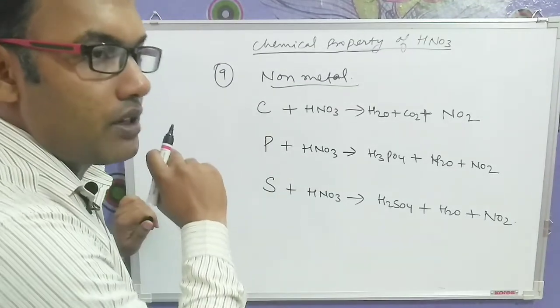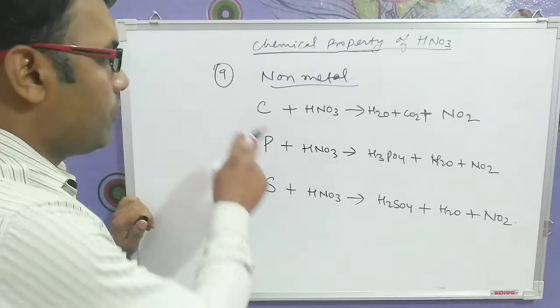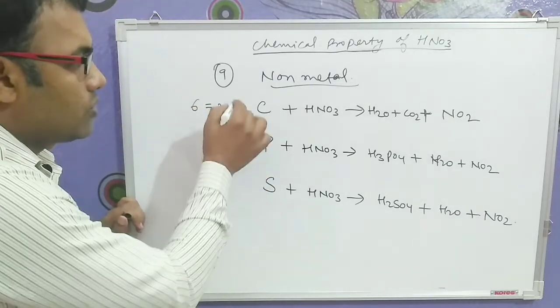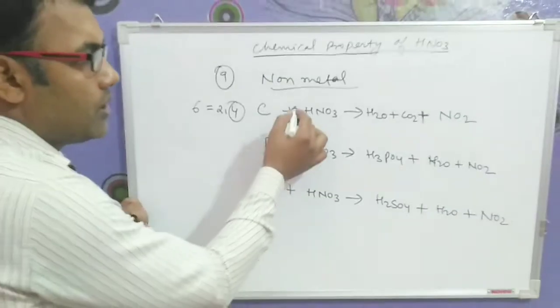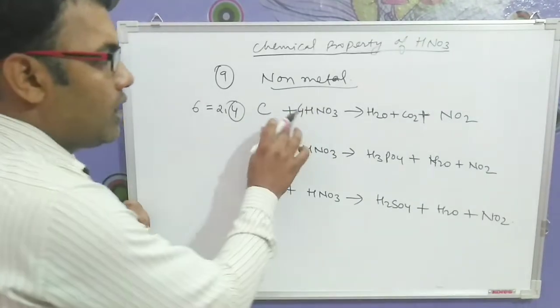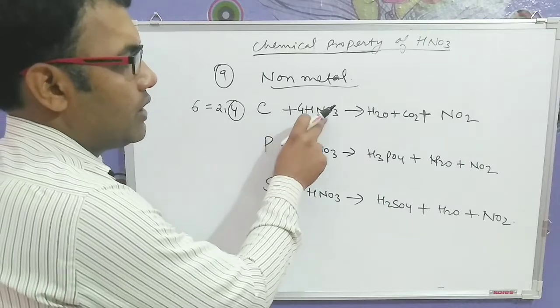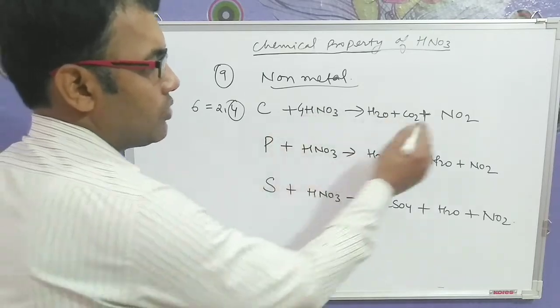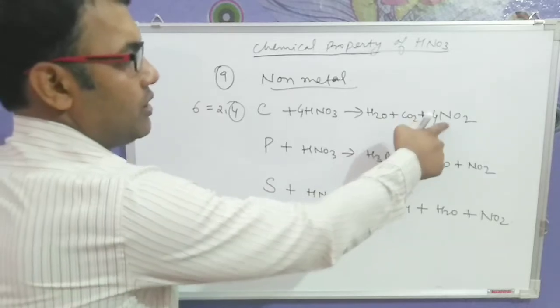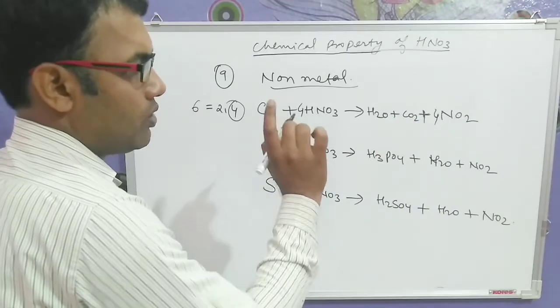Carbon, we all know atomic number is 6. So if we do the electronic configuration of carbon, this becomes 2, 4. So what is the valence electron? 4. So straight away in nitric acid you multiply by 4. Now coming to the balancing. Now here the nitrogen has become 4. So you multiply here with 4. When nitrogen is 4, here also nitrogen is 4, your nitrogen is balanced.